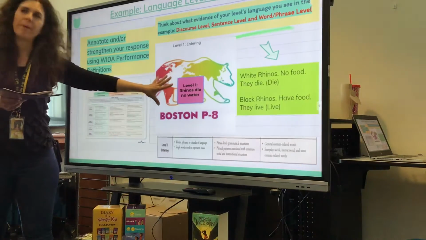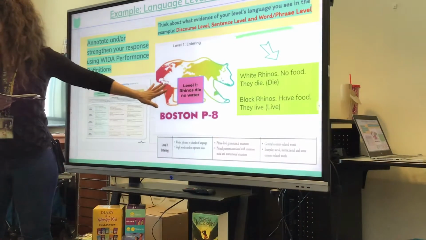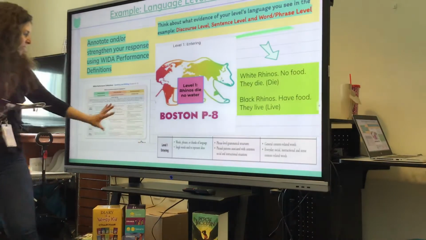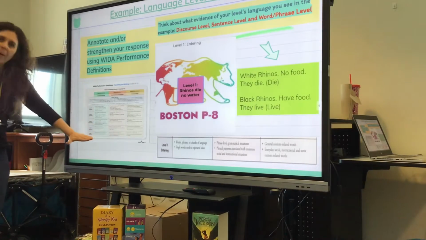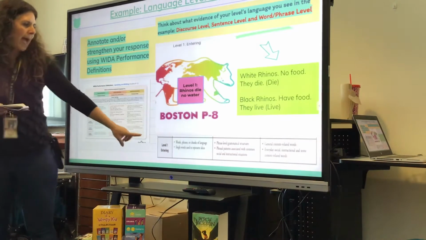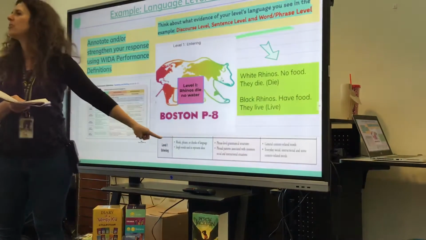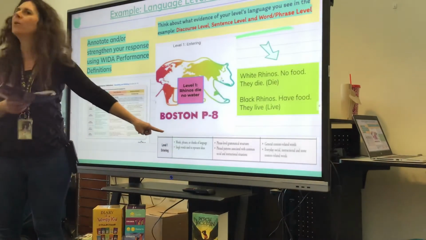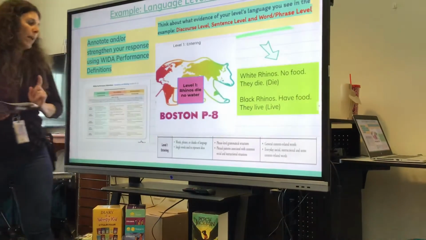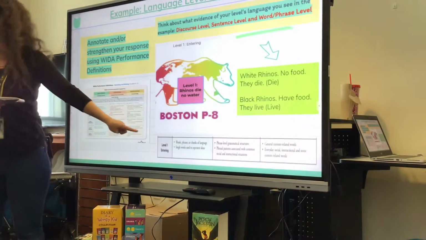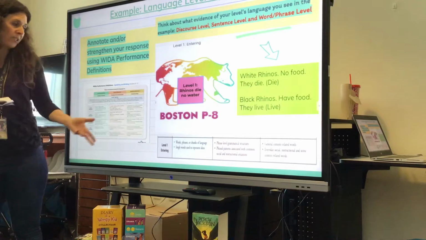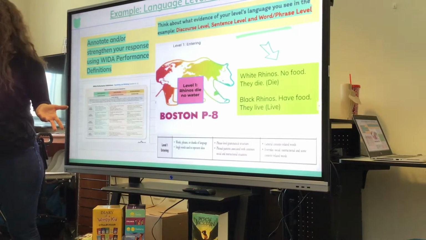I have this chart paper that has the Jamboard response. And now over here, this is a focus on this bottom part of a level 1. And I'm looking right here at the 3 components. The first component is discourse. How is this all put together? And for a level 1, I know that they use words, phrases, or chunks of language, and they use single words to represent ideas.